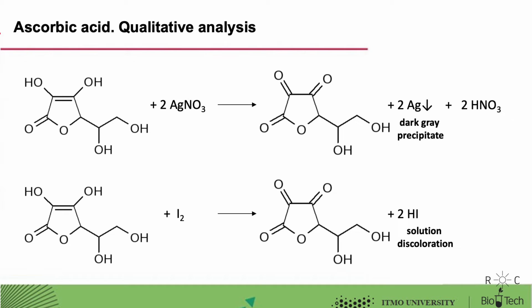The qualitative determination of ascorbic acid is carried out using the following reactions. The first one: silver nitrate is added to the substrate with ascorbic acid and a dark silver precipitate is formed. The second one is discoloration of an iodine solution when ascorbic acid is added to it.